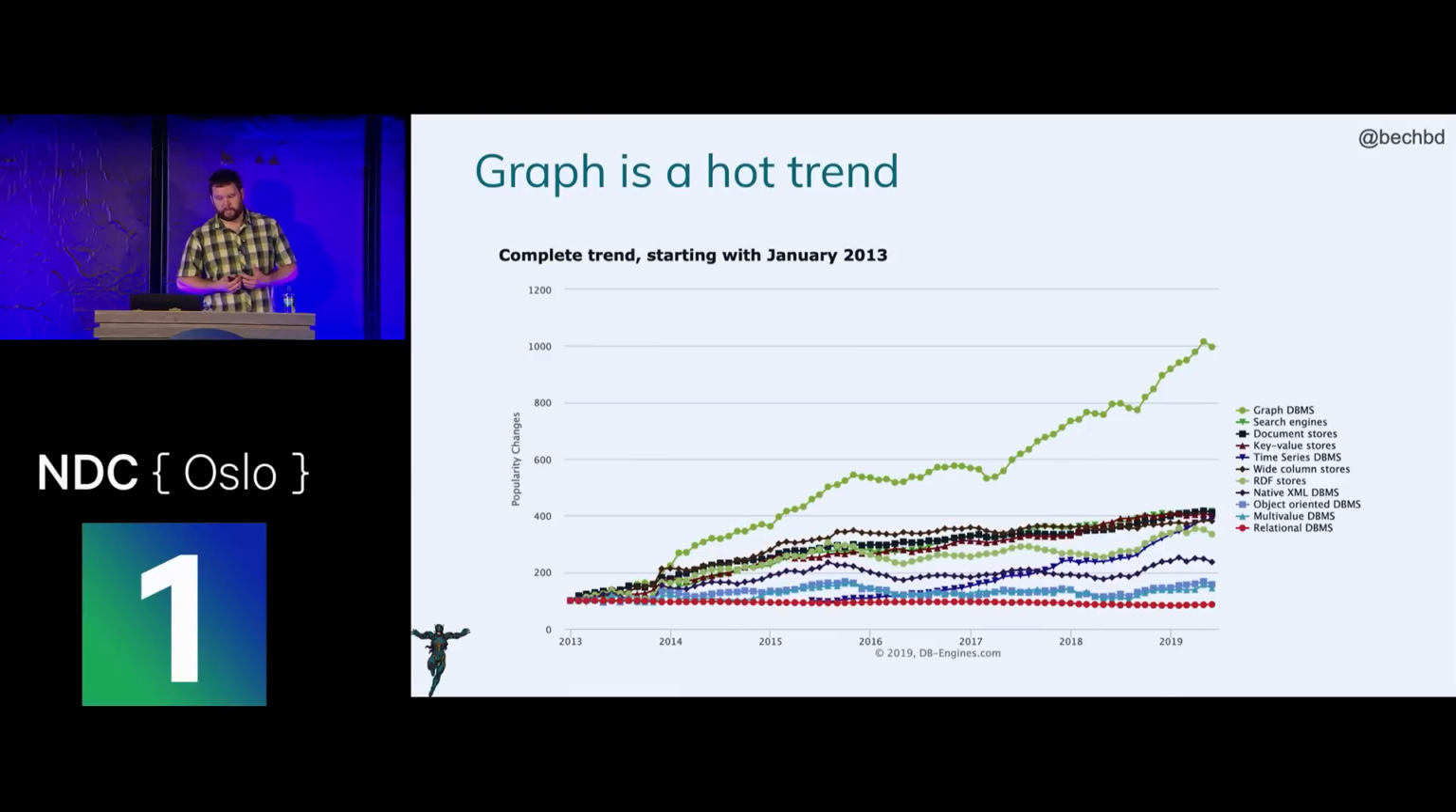So the other reason we're here to talk about this is graph is a hot trend. This slide, I've used this same graphic from dbengines.com for a couple of different presentations, but every single time that line just keeps going up and up. And that line represents the popularity change of graph databases. Since 2014, graph databases have been the most popular trend in databases out there.